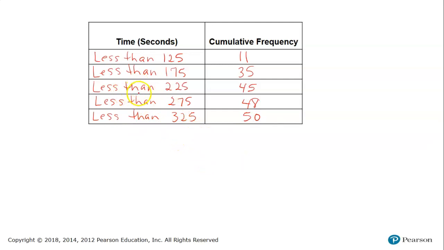So sometimes it's helpful to know not just how many is in a particular class, but how many are less than that. And that's where the cumulative frequency comes in.